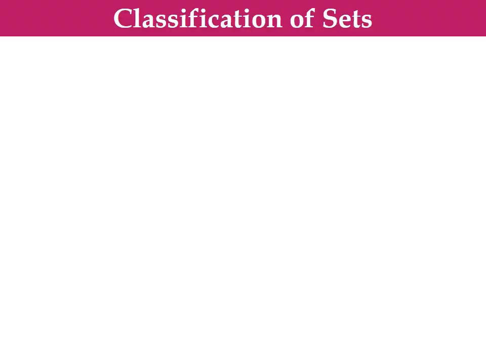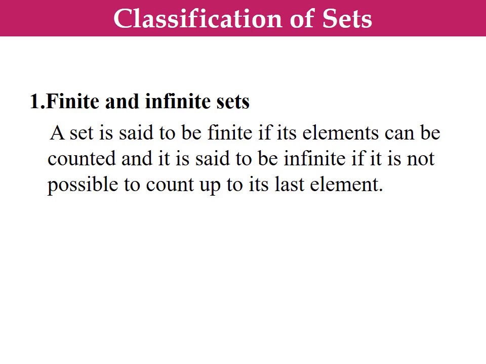Next one is very important, classification of sets. First one is finite and infinite sets. A set is said to be finite if its elements can be counted, and it is said to be infinite if it is not counted or if it is not finite.